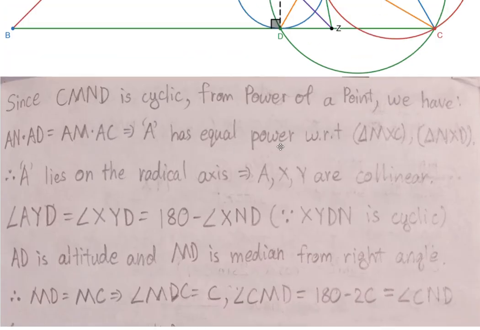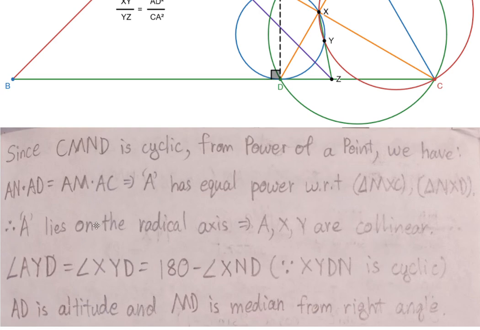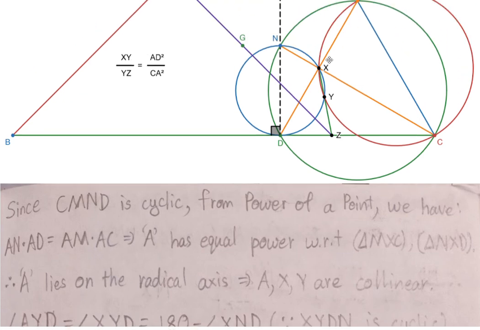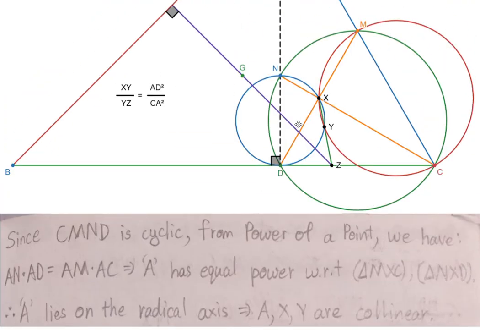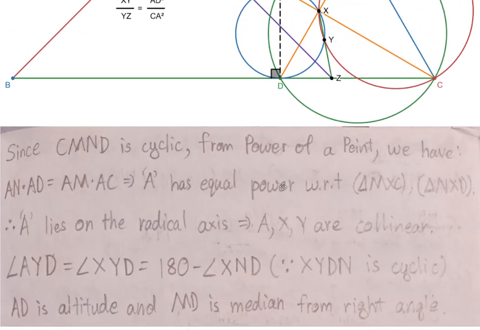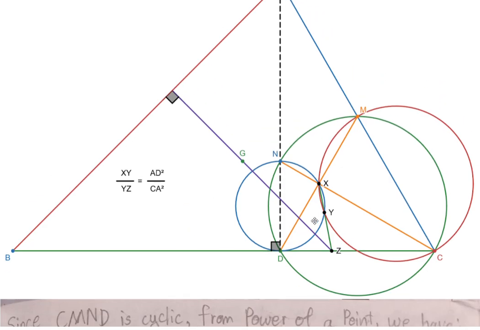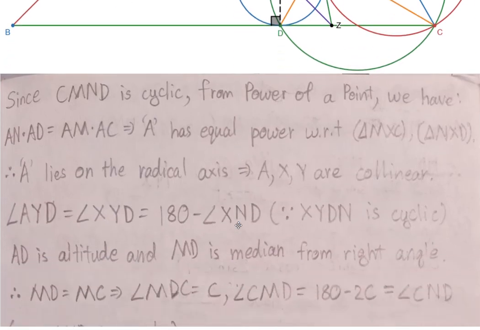this. So A has equal power with respect to both circles, MXC and NXD, which makes it lie on the radical axis of these two circles. So it will have to lie on the common chord of those circles, and the common chord happens to be XY, so we know that AXY is collinear, which means AXYZ all lie on the same line. And AYD is equal to XYD, obviously, because they're on the same line.